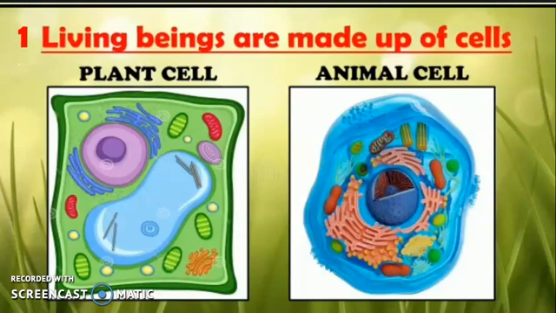So now let us learn about the characteristics of the living beings. Let us start with the first point. Living beings are made up of cells. On the screen you are looking at the structure of the cell of the plant and the animal. Now, what is a cell?